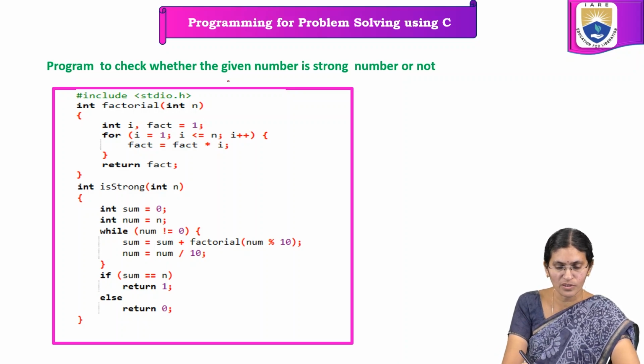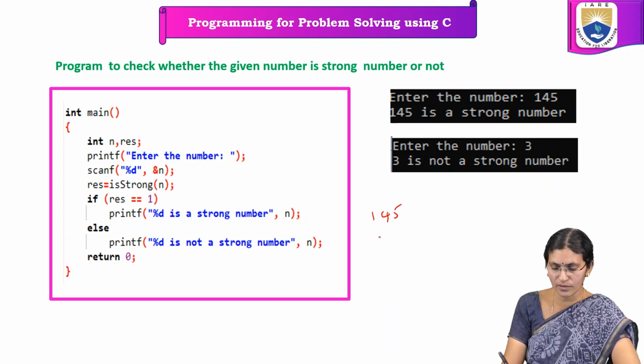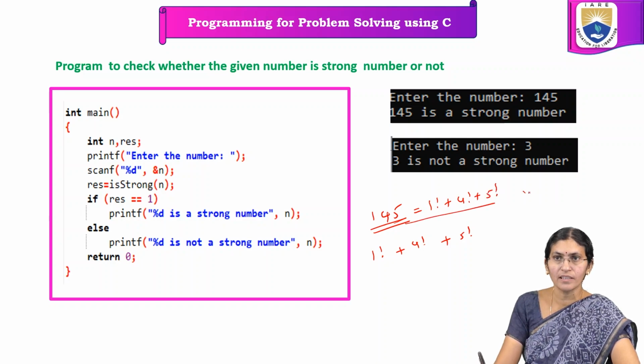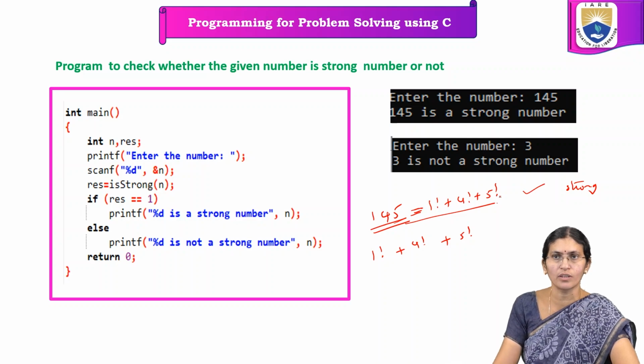Next program is to check whether the given number is a strong number or not. First let us see what a strong number is. Consider the number 145. A given number is a strong number if this condition is satisfied: the sum of the factorials of the individual digits of the number equals the number. So if 145 is equal to 1 factorial plus 4 factorial plus 5 factorial, then it is a strong number. Else, if it is not equal, then it is not a strong number.